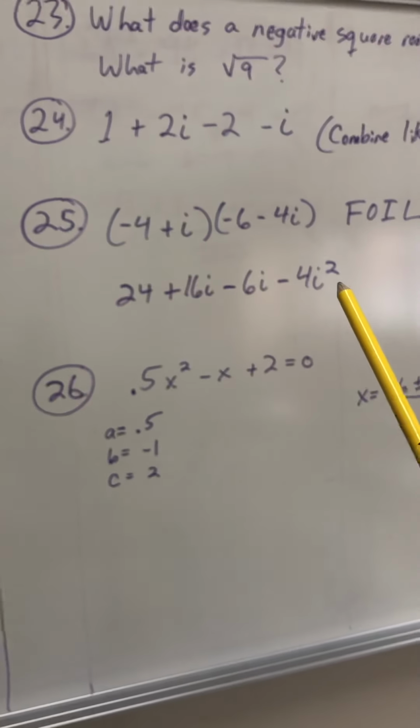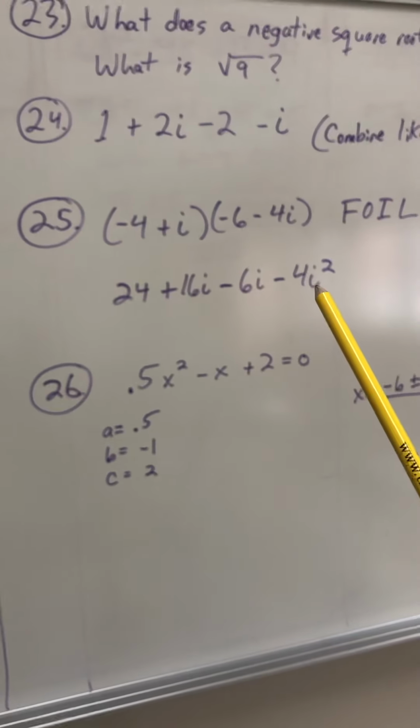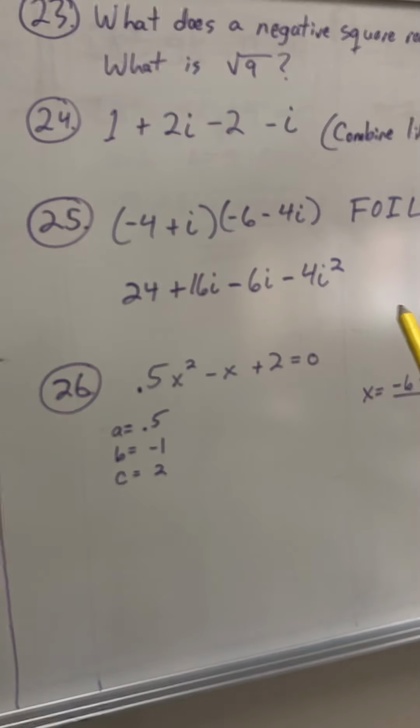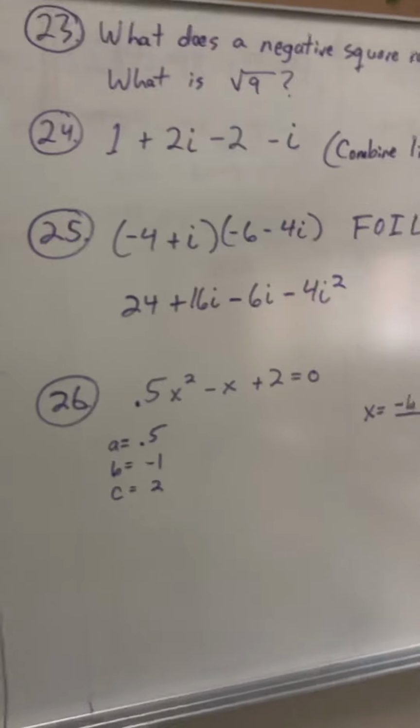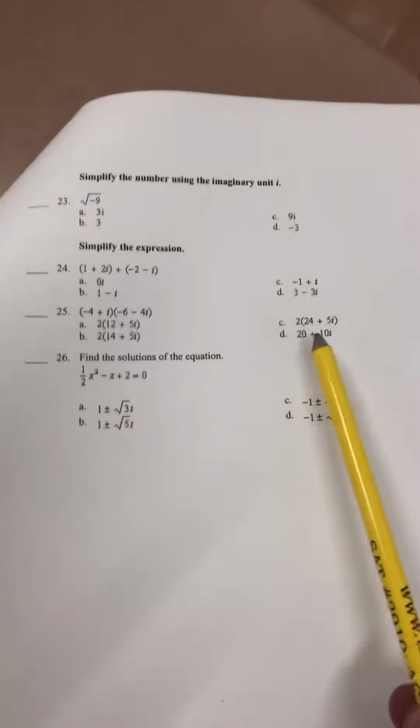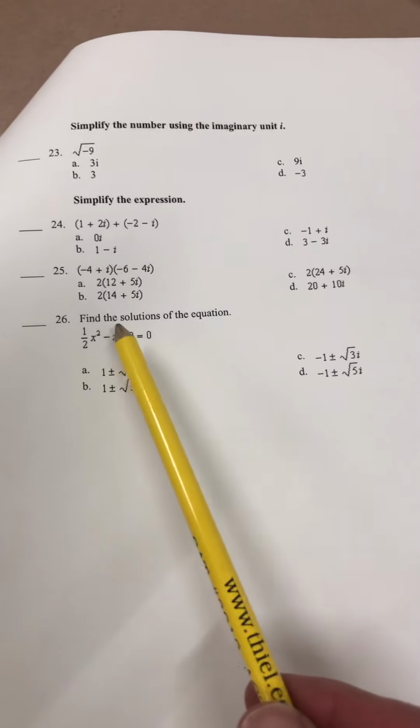Remember what i squared equals. So that's going to change your 4 a little bit, and combine your like terms. And then you're going to have to actually factor it out too. So you're going to factor it out and you're going to get one of those answers, A, B, C, or D.